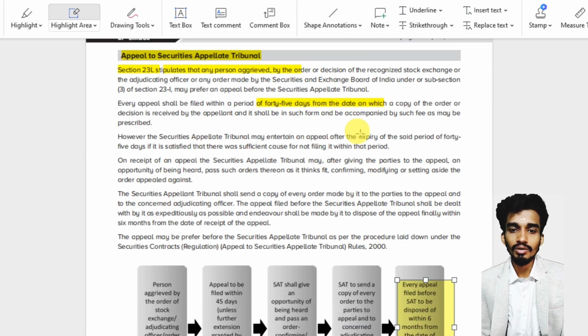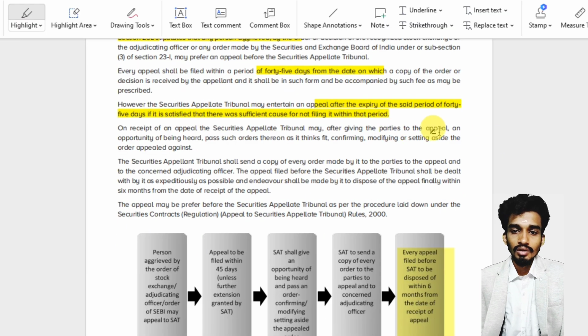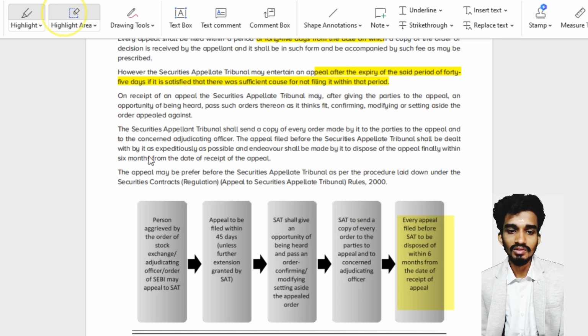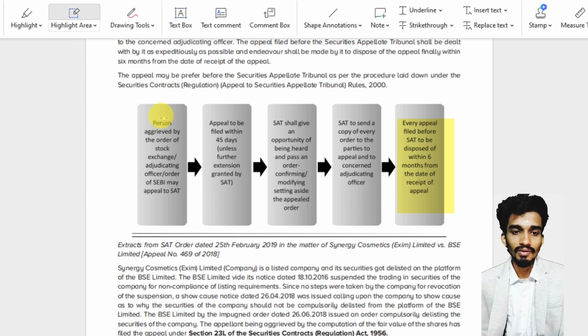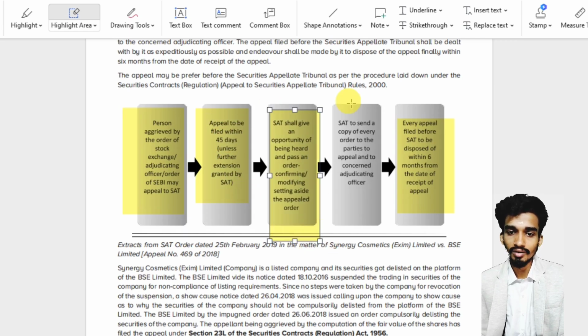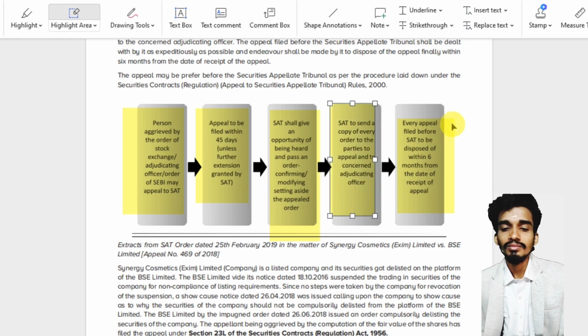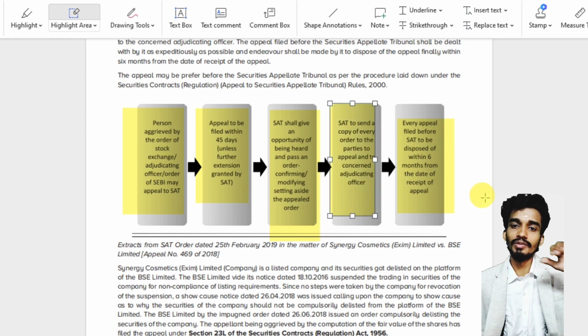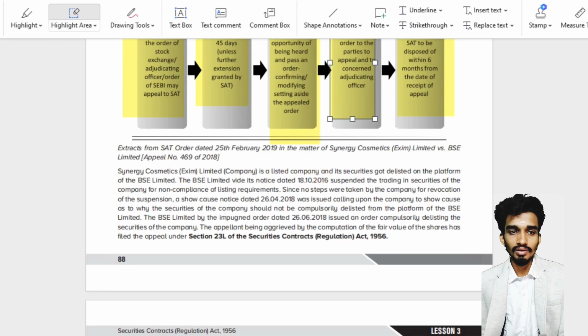The SAT may entertain an appeal after the expiry period also, this is the doctrine of sufficient cause. So these are your major points. Whenever a person is aggrieved, they can go to SAT within a period of 45 days, and SAT gives the opportunity of being heard, and a copy will be sent to the concerned parties, and all the cases have to be disposed of within a period of 6 months from the date of receipt of appeal.